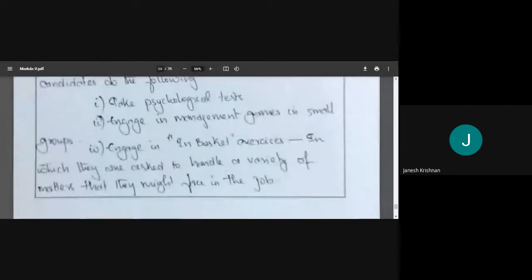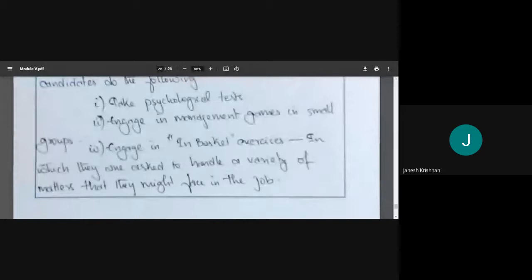Then the third step is a thinking exercise, which means you are put in the hot seat. You are given the position of a manager and given a task, and how you solve the problem is measured. Then engaging in in-basket exercises, in which you are asked to handle a variety of matters that might face you on the job. How you react will be measured there.